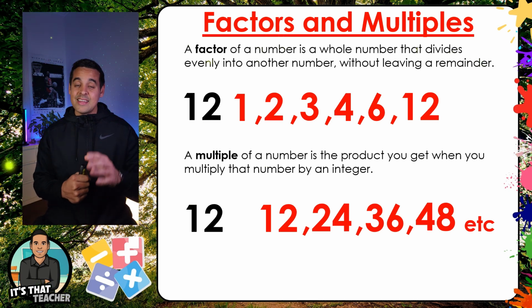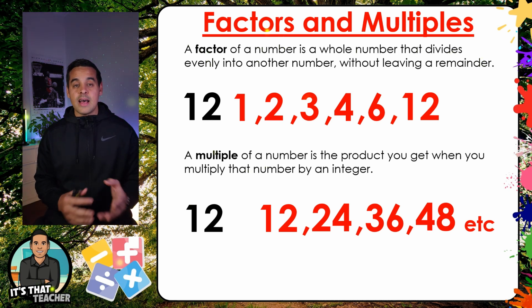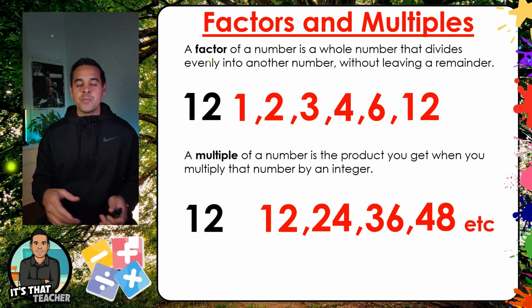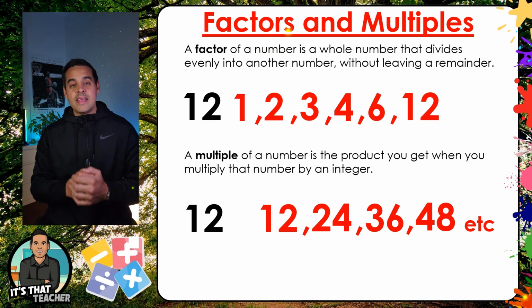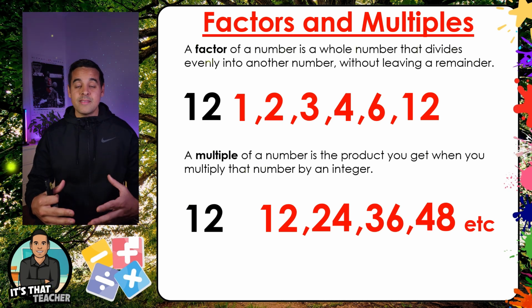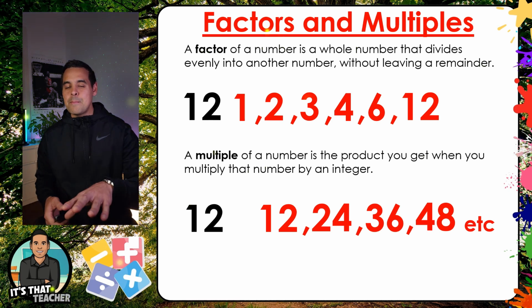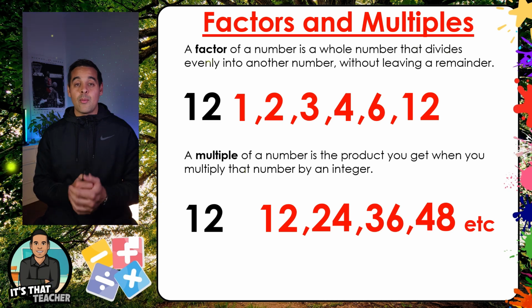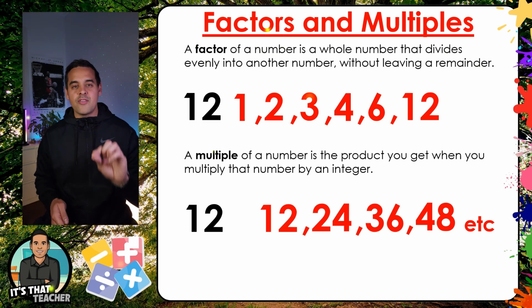So factors, just a reminder, factors are what can that number be evenly divided by so that there are no remainders. And a multiple is literally the times tables of that number. That's it, simply put. I know it's a mathematical concept, the term. However, that's the easiest way to identify those two things.